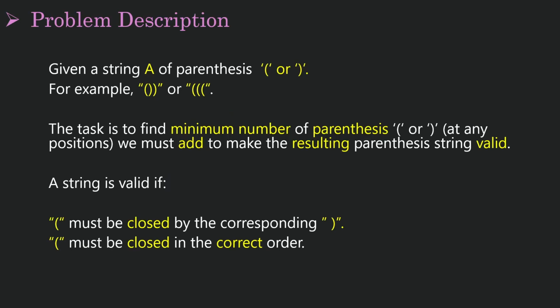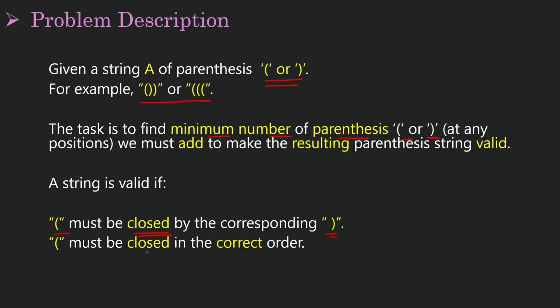Problem statement. You're given a string made up of only two characters, opening parentheses and closing parentheses. For example, these given strings. The goal is to find the minimum number of parentheses, either open bracket or close bracket, that need to be added anywhere in the string to make it valid. A string is valid if every opening bracket has a matching closing bracket.